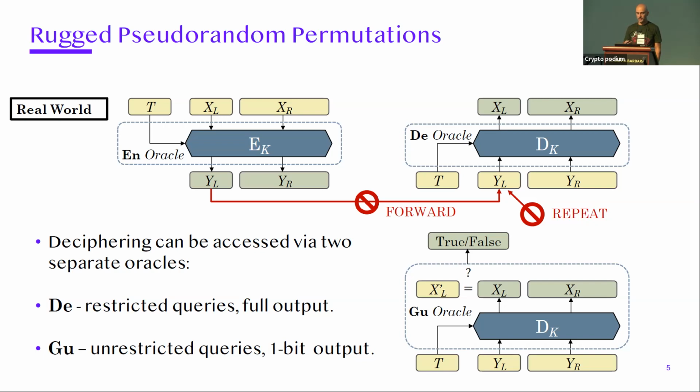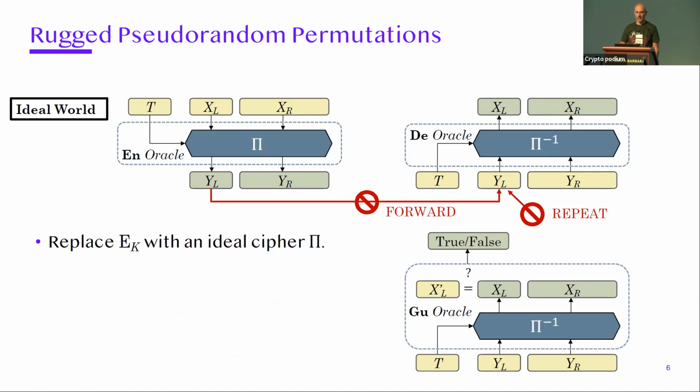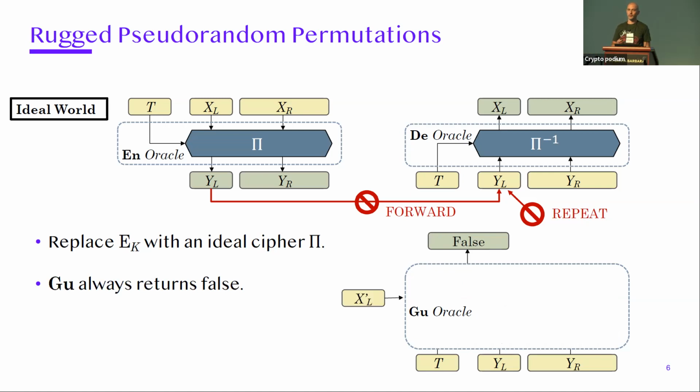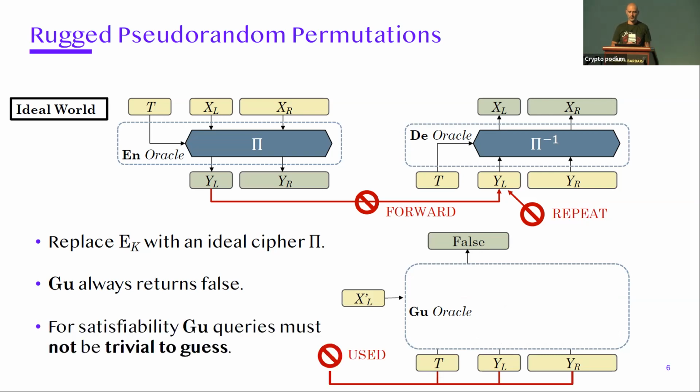So in the ideal world, we simply change the tweakable cipher construction to an ideal cipher one. And now for an ideal cipher pi, we note that the adversary can only make a successful guess query with negligible probability. So we simplify the definition a bit further by replacing this guess oracle with a dummy oracle that always returns false, no matter what the input is. And in order to make this change, we have to impose some mild restrictions on what can be queried to the guess oracle, but these are just there to avoid trivial win conditions and don't significantly weaken the notion. So that's the formal definition.